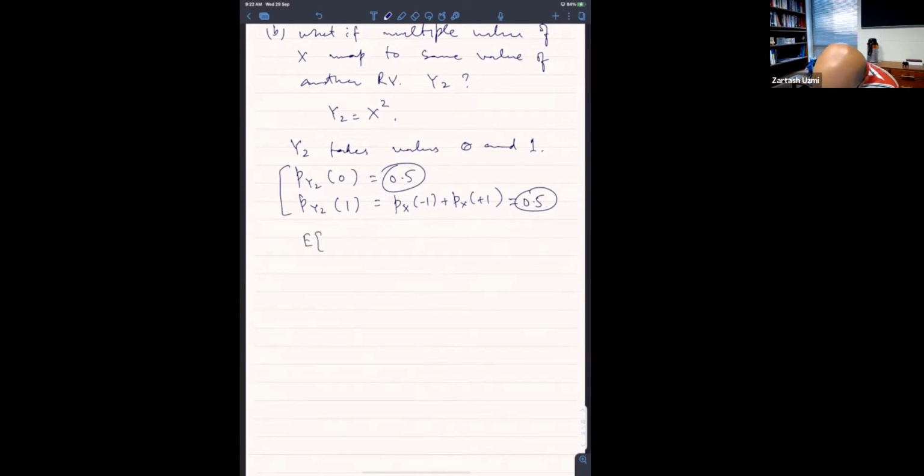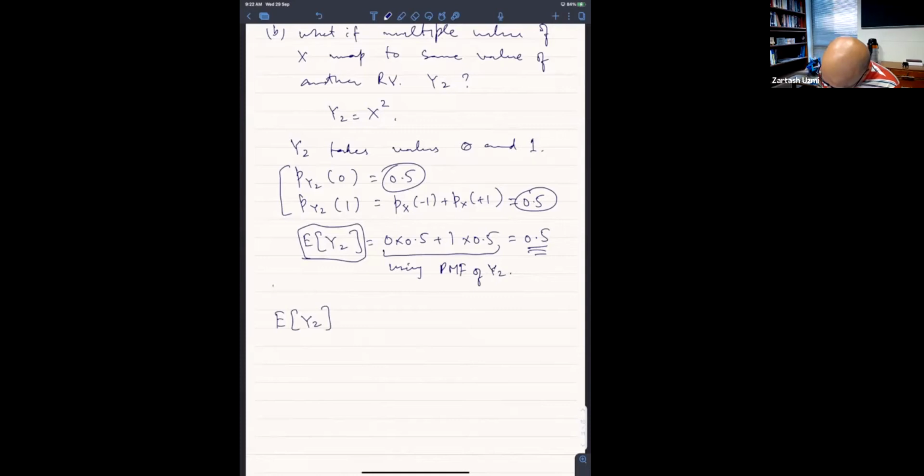Then the expected value of y2 is equal to 0 into 0.5 plus 1 into 0.5, which is equal to 0.5. This is by using the PMF of y2. I can find the expected value of y2. I can also find the expected value of y2 using the expected value of a function of a random variable formula.